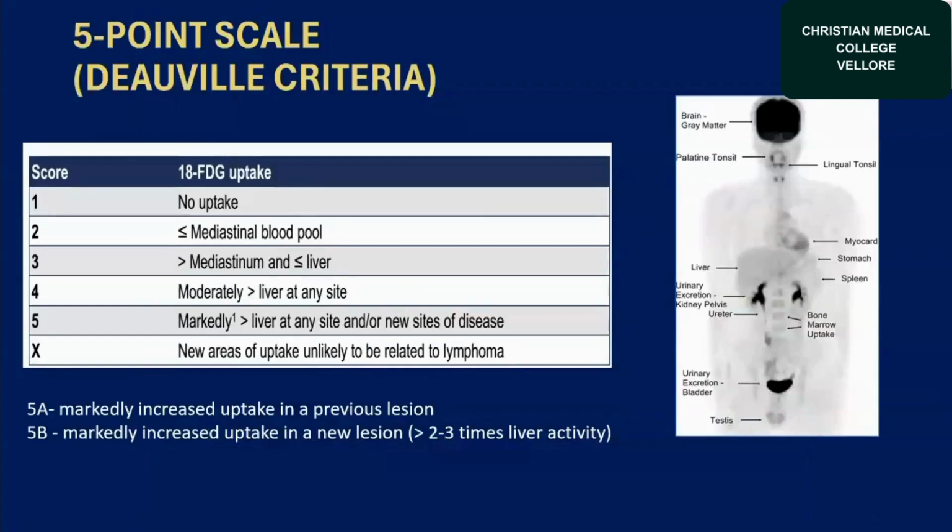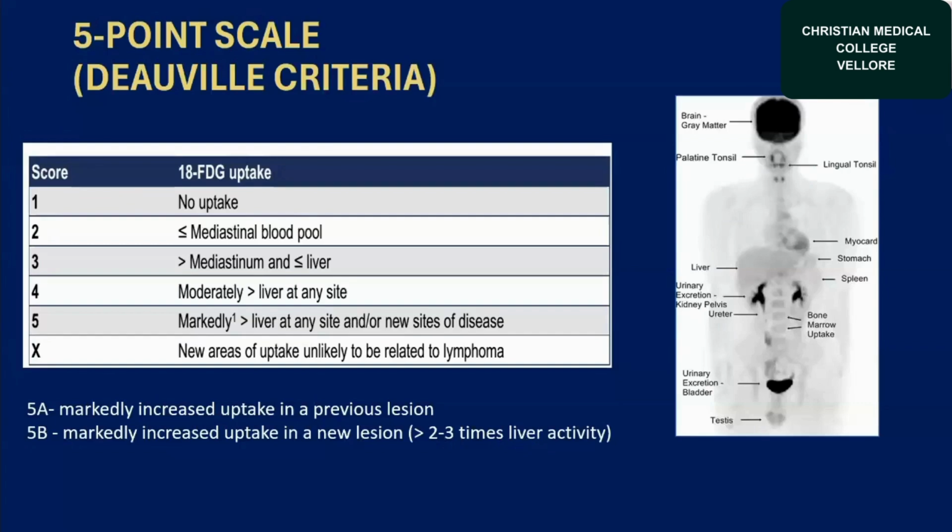So what is this 5-point scale of the Deauville criteria? It is basically the uptake in the disease in comparison to the physiological mediastinal blood pool uptake and the liver uptake. A score of 1 means there is no abnormal uptake in the disease. 2 is when it is lesser than that of the mediastinal blood pool. 3 is when it's more than the mediastinum and less than the liver. And 4 and 5 is uptake more than the liver.